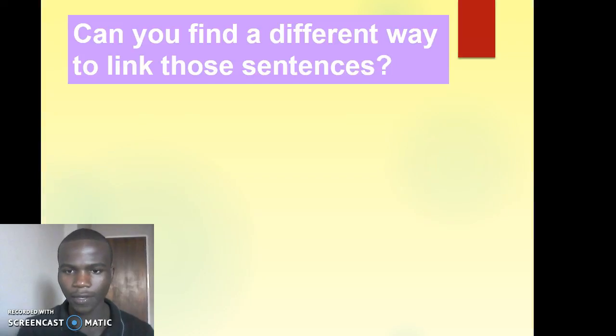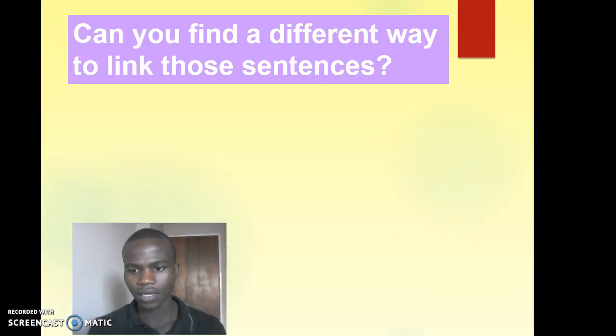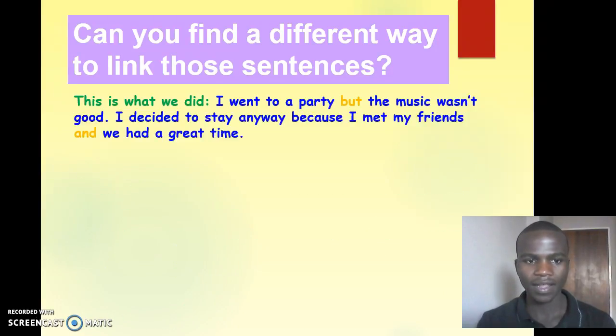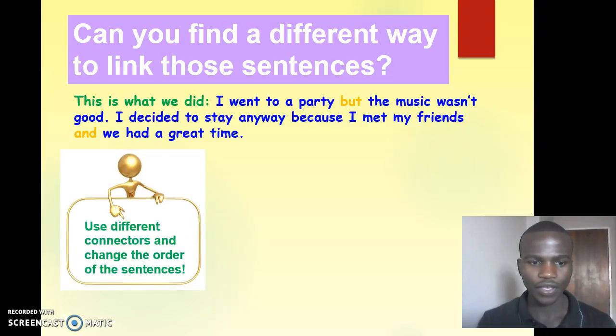Okay, let's proceed. Can you find a different way to link these sentences? I'm going to each and every one of you to try and find a way of linking these sentences. These are the sentences. This is what we did. I went to a party, but the music wasn't good. I decided to stay away because I met my friends and we had a great time. Okay, fine. Use different connectors and change the order of the sentences.